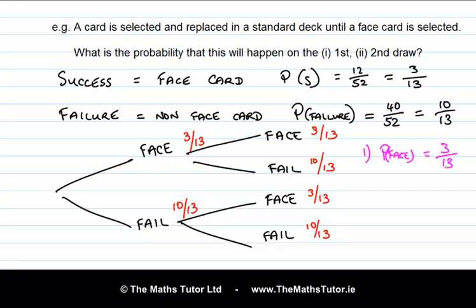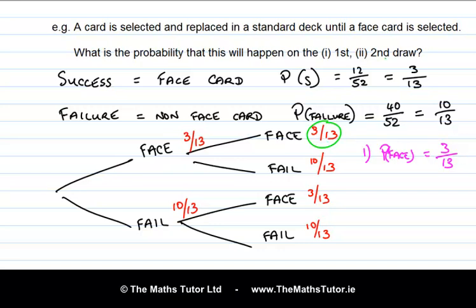Now we need to know what's the probability of getting a face card after the second draw. Well, you might say it's 3 out of 13 as well, because the probability doesn't change from one trial to the next. It is true to say that if you take the second trial in isolation, the probability of drawing a face card is 3 over 13.